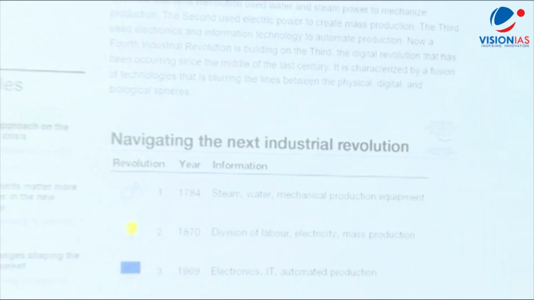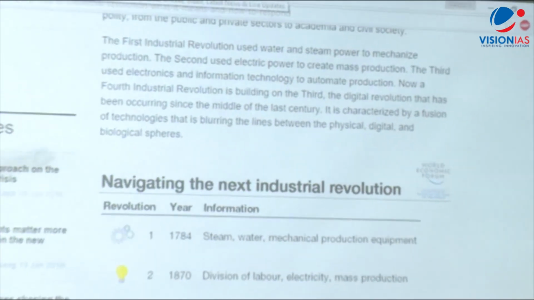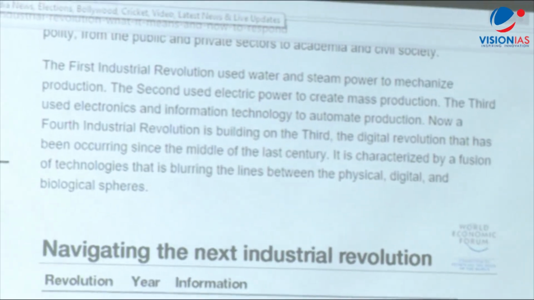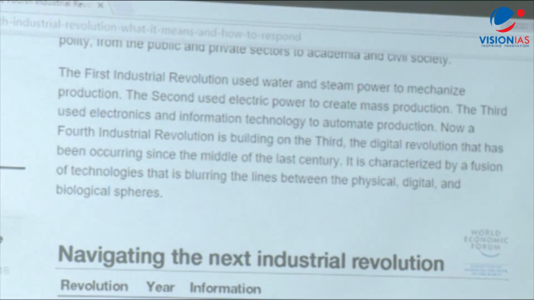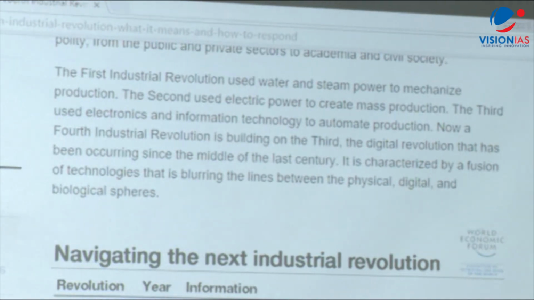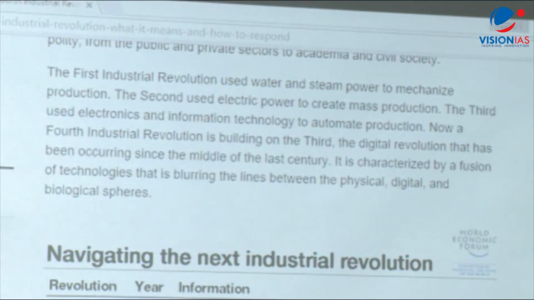First industrial revolution uses water and steam. Second uses electrical power to create mass production. Third uses electronic and information technology to automate production. And fourth is building on the third, the digital revolution. Basically the role of the knowledge economy is more important in the fourth industrial revolution.